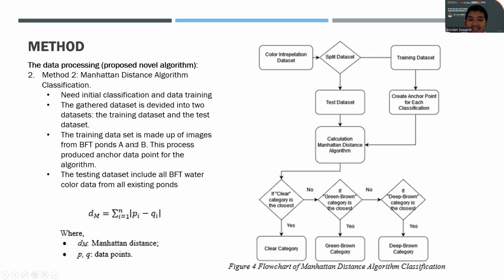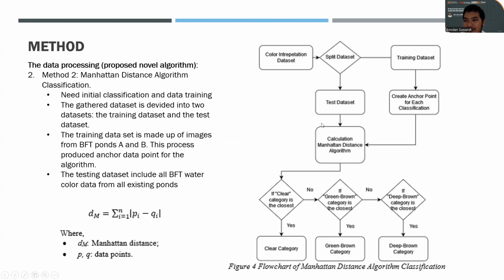The training dataset is made up of images of BFT ponds from pond A and pond B. From this training, we will get the anchor data point. This anchor data point will be the anchor for the classification of the color. And for the testing dataset, we include all of the data that we get from our research.